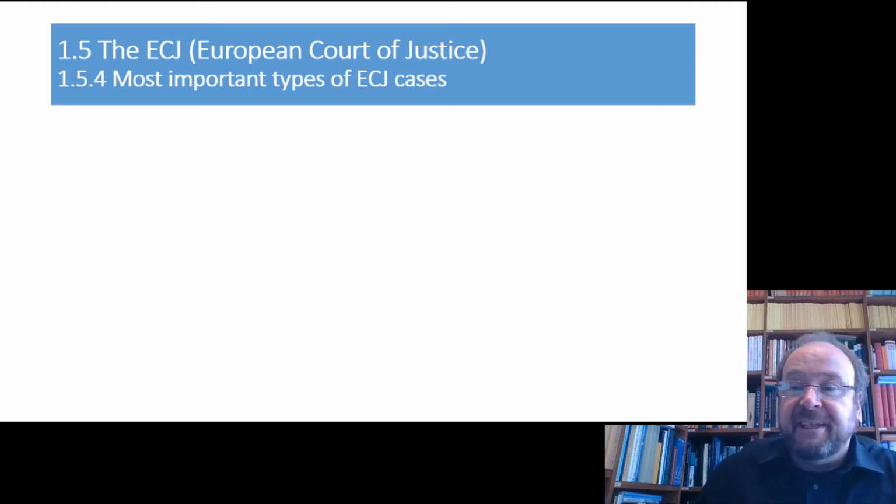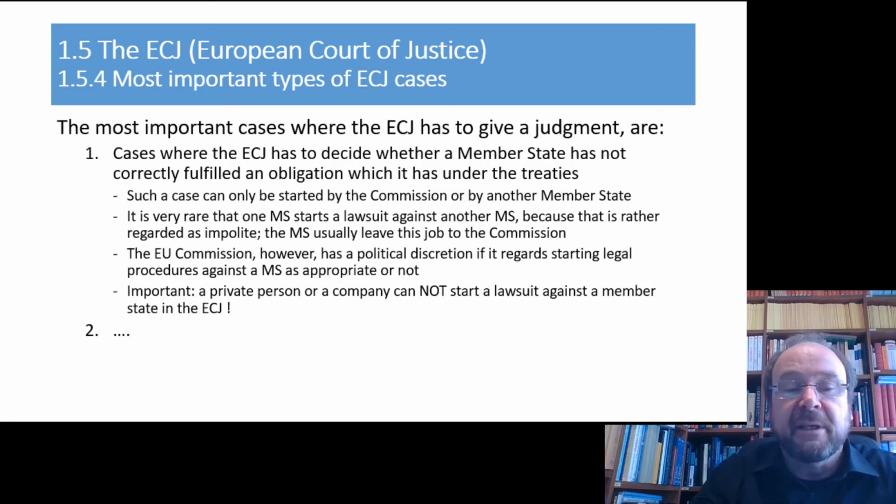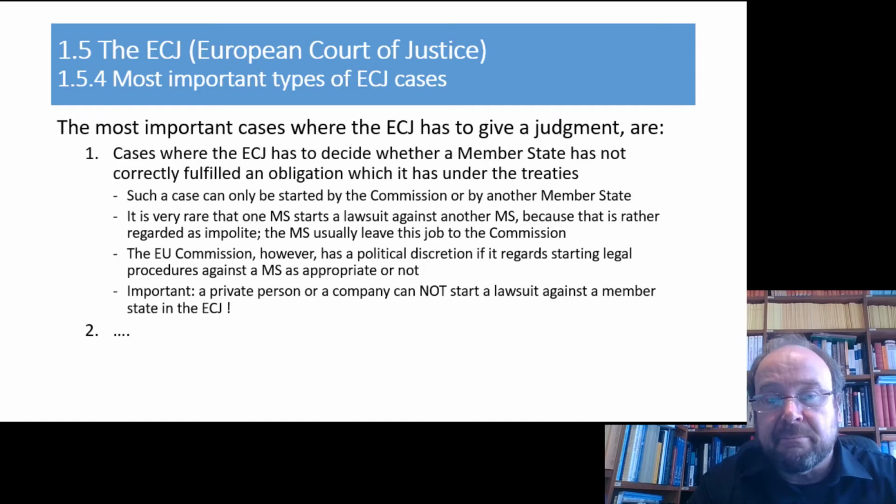Okay, now which cases are possible before the ECJ? Several types of cases can go to the ECJ. The most important ones for us in taxation are first cases where the European Court of Justice has to decide if a member state of the EU has violated its obligations under the treaty. Now, a violation of the obligation can be everything, so even the unwillingness to follow a very, very small detail of a directive can be an infringement of the treaty obligations. So it can end up in a court case where a judgment is made that the member state violated or infringed its obligations under the EU law.